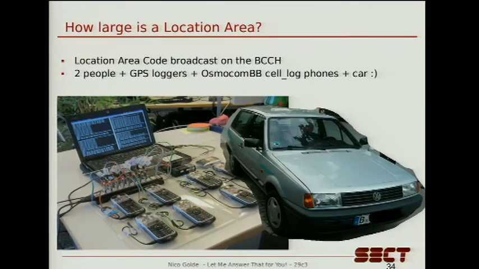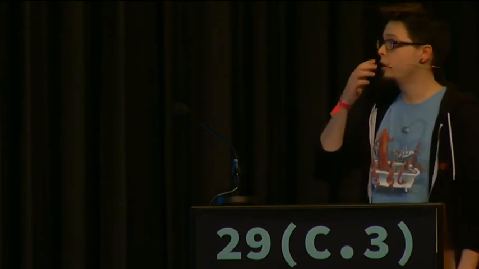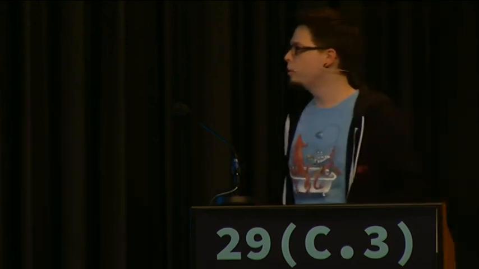So to determine the impact of this, it would be actually nice to know how large one of these location areas is, just so that you have an idea of what this means in practice. The identification for a location area is actually part of a message which is transferred on a broadcast channel as well. This is called the location area code. And by basically just using two people, a GPS logger and an application from Osmocom BB, which logs this broadcast information, and a car, which is a picture of my car in this case, you can basically just map the entire location area by correlating the location area codes you've seen with the GPS data that you have.